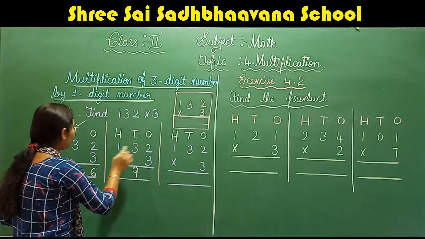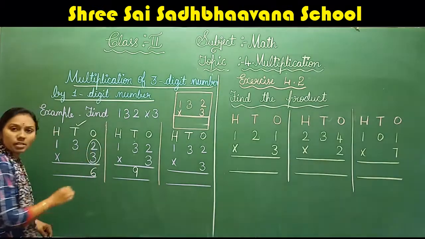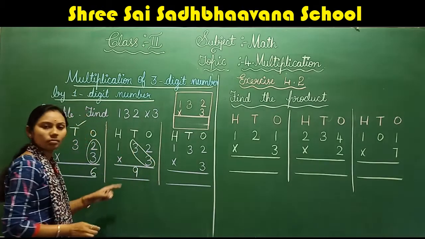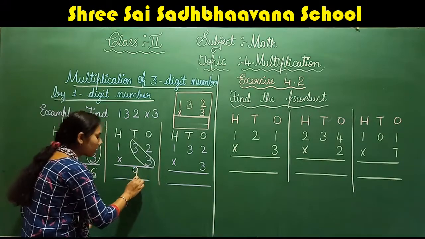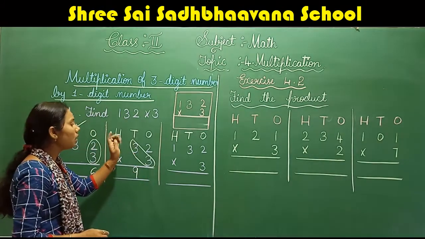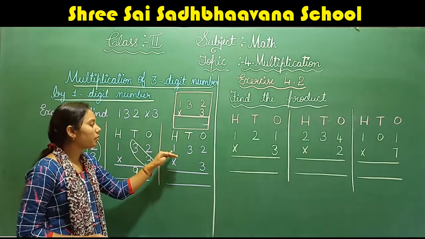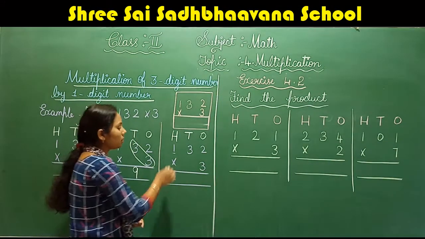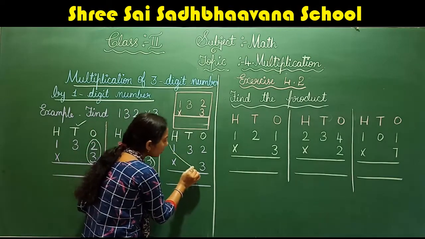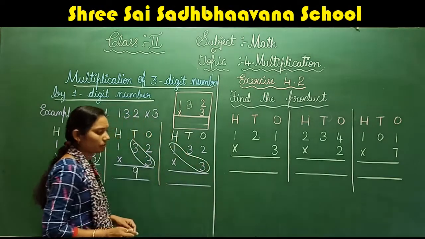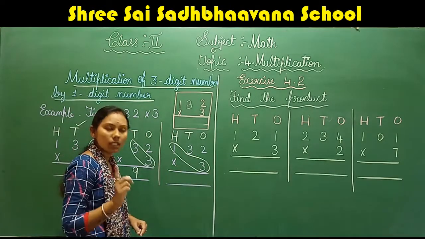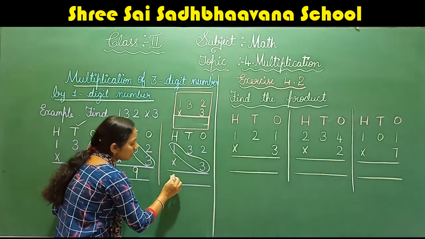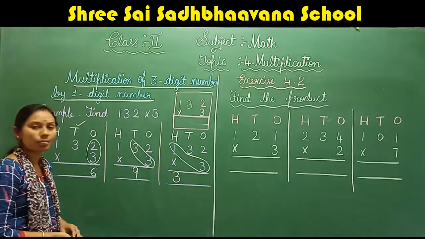See, in the first step, we have multiplied with the 1's place. So, in the second step, we are multiplying the 10's place. 3 threes are 9. So, we have written this 9 in the 10's place. Okay, in the next step, that is in the third step, we are multiplying the 100 place. In the 100 place, we can see the number 1. This 100 we are going to multiply with 3. So 3 ones are 3. So we are writing the 3 in the 100 place.